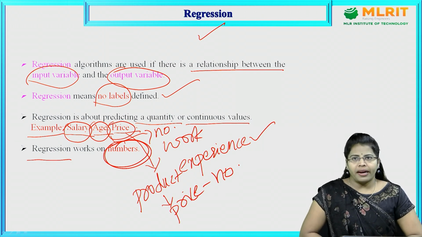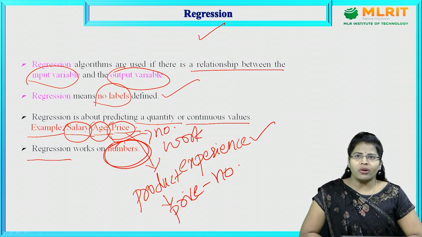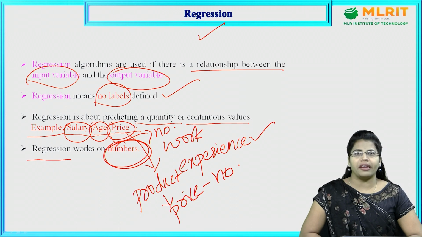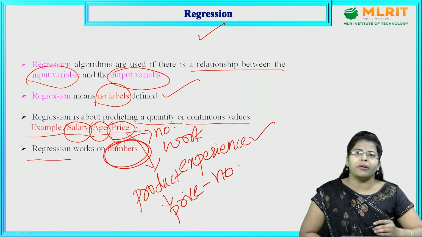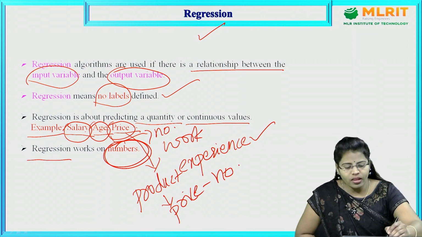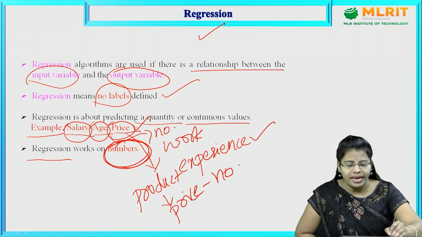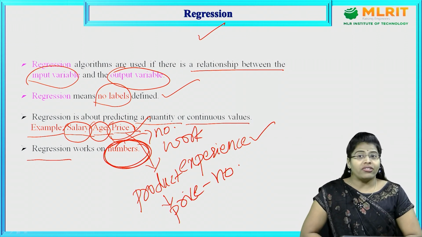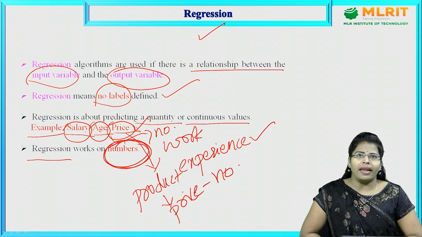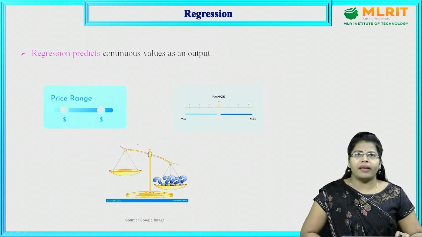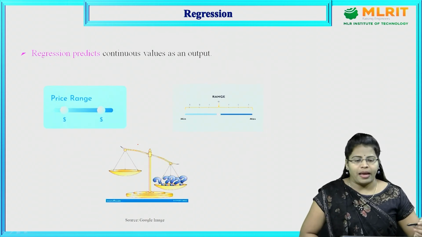It is going to predict the salary of a particular employee based on his work experience, and also the age of a particular person and the price of a particular product. These outputs will be only numbers. That's why the regression concept only works on numbers. Next, let me explain regression with some examples.